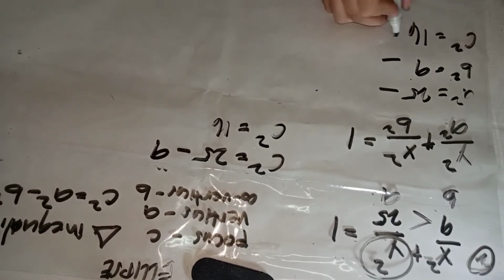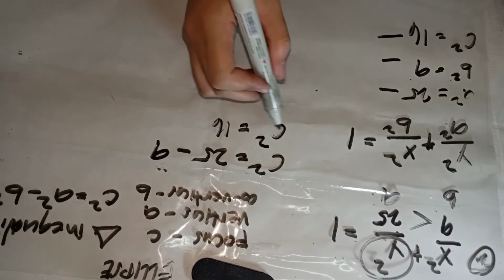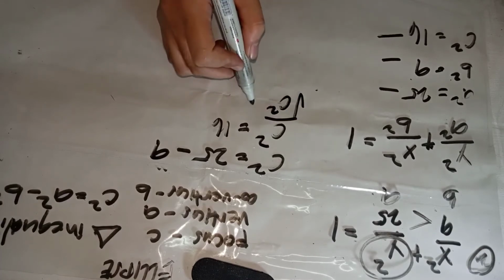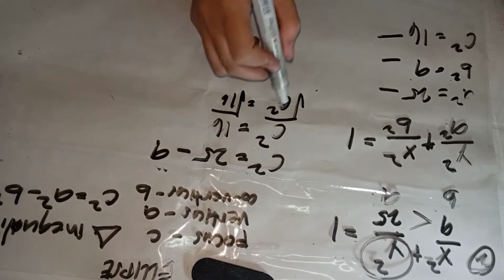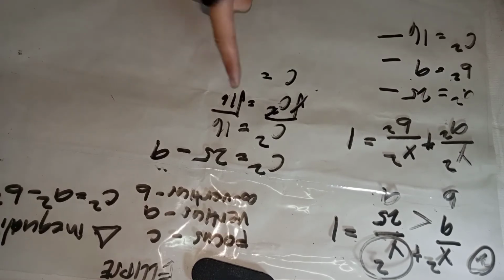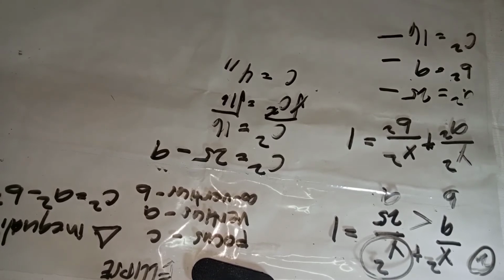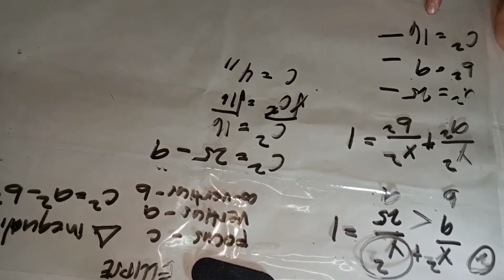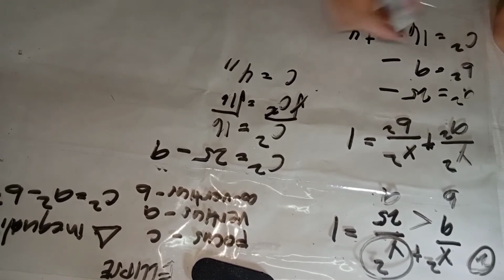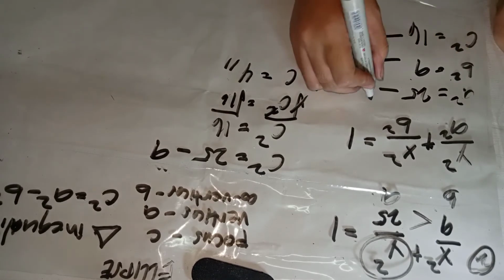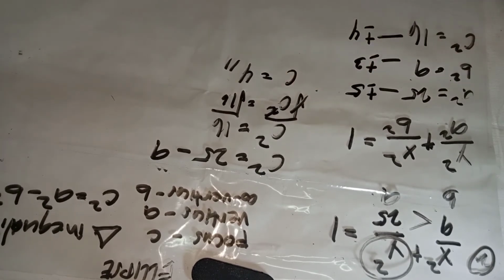So to get rid, tanggalin natin yung square. Cancel. Therefore, what is the square root of 16? It is 4. Therefore, the value of C is 4. For the B, positive negative 3. For the A, positive negative 5.